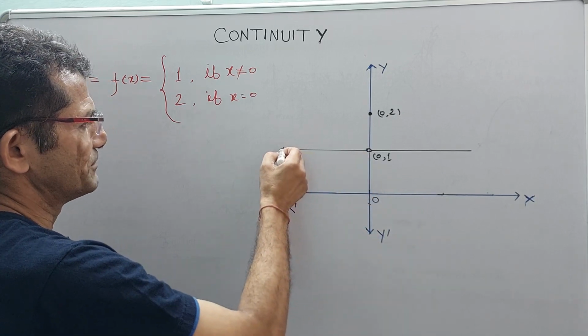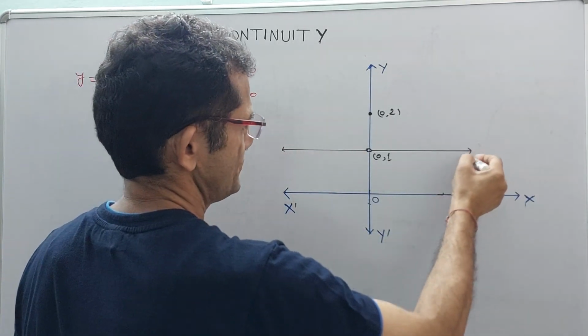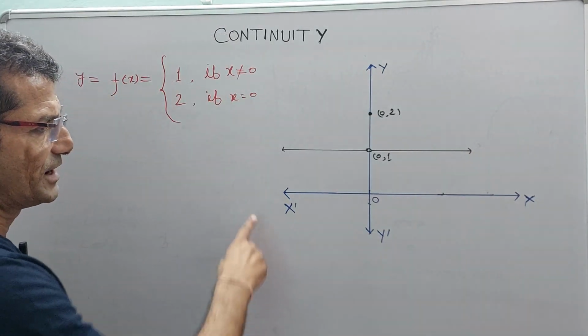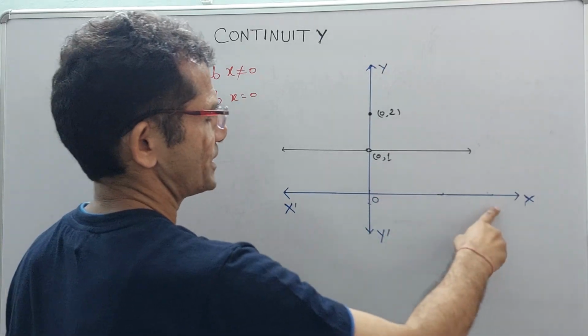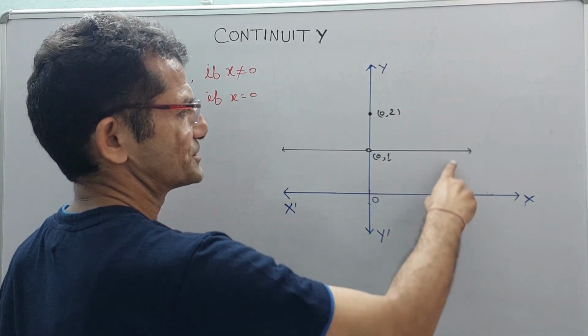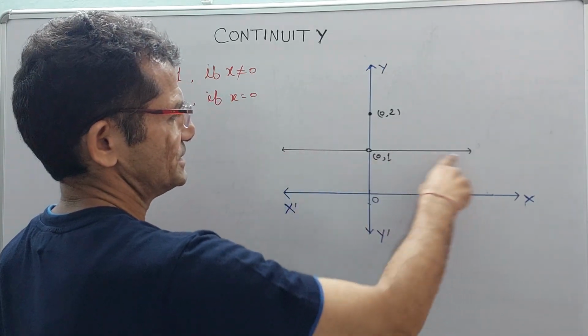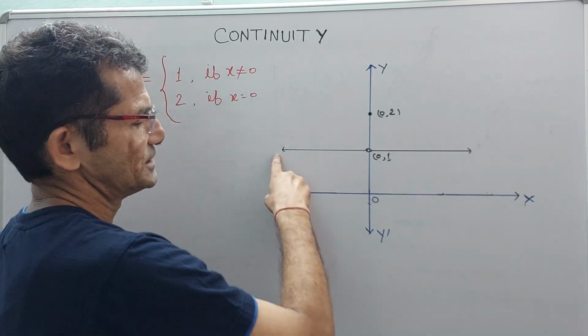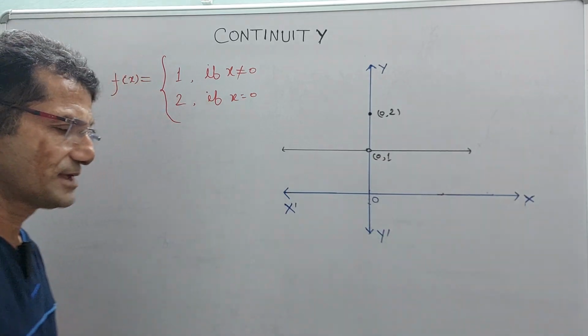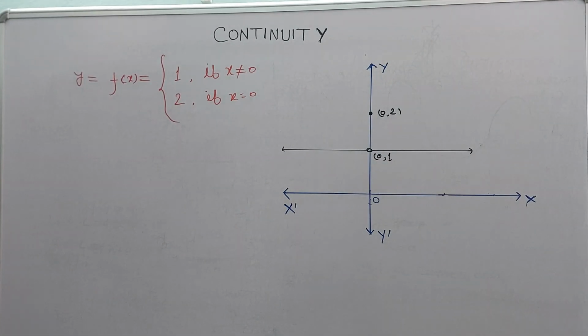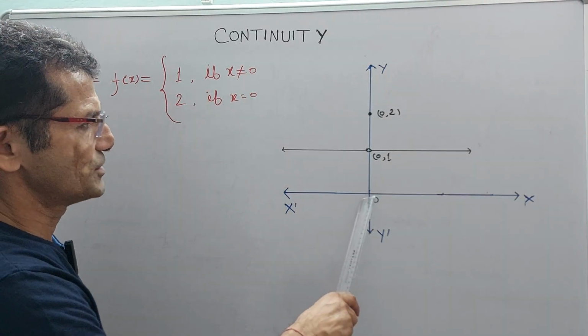So no values of f(x). So this is the graph. For all values from minus infinity to 0, its value is 1, and from 0 to infinity also the value of f(x) is equal to 1. So that's why this line, from here to here and from here to here, is parallel to the x-axis. Let us discuss whether the function is continuous at x equal to 0 or not.